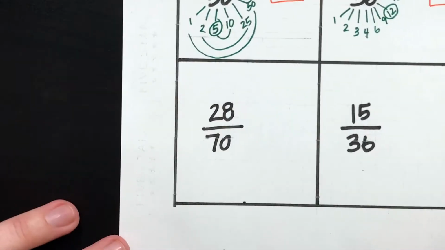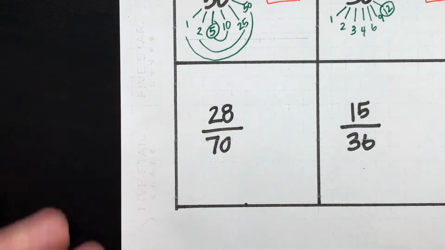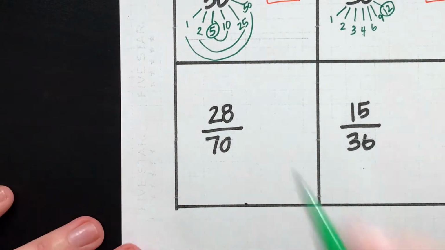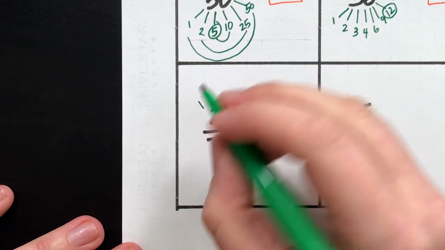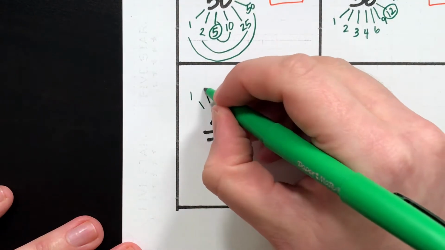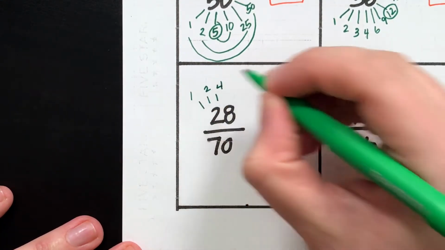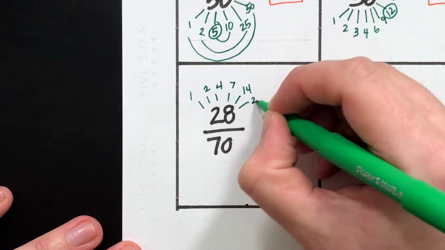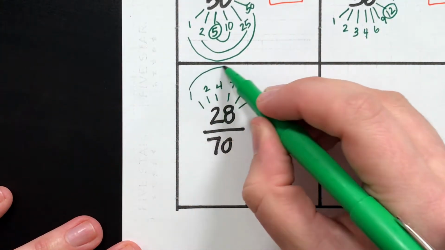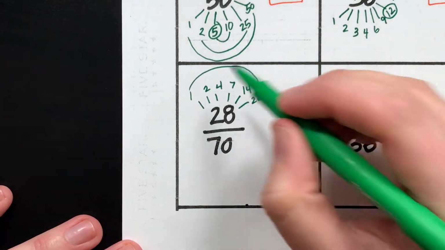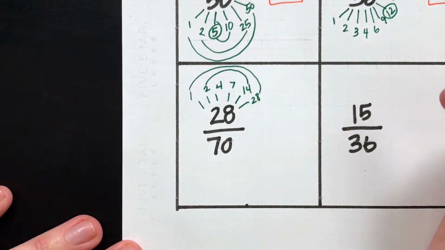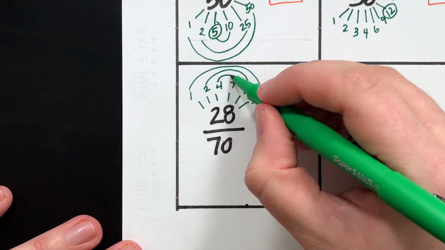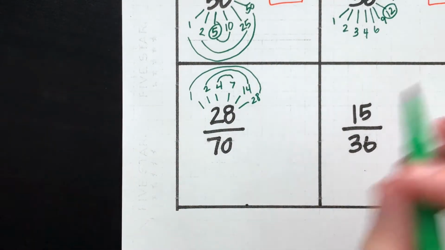Okay, so now we have 28/70. 28's factors: 1, 2, 4, 7, 14, and 28. Okay, I'm going to connect them just to show you. 1 times 28 is 28, 2 times 14 is 28, and 4 times 7 is 28. So those are all the factors.